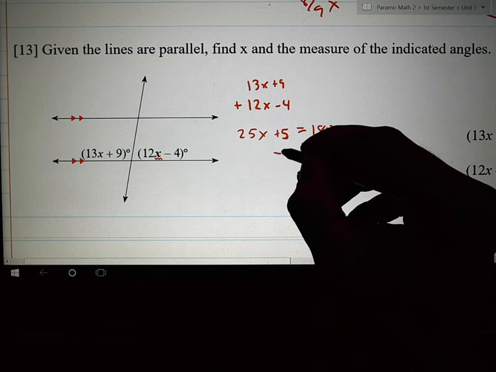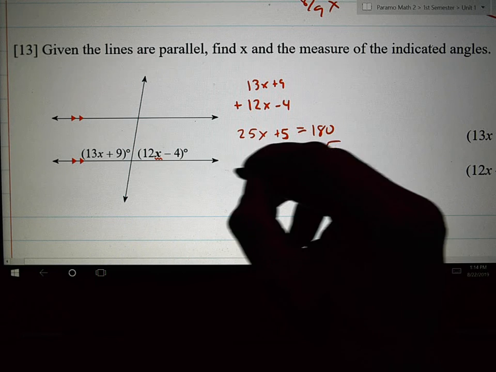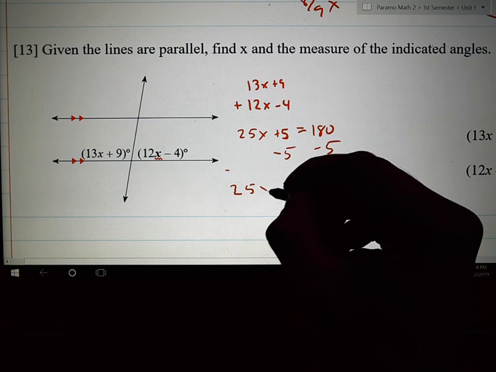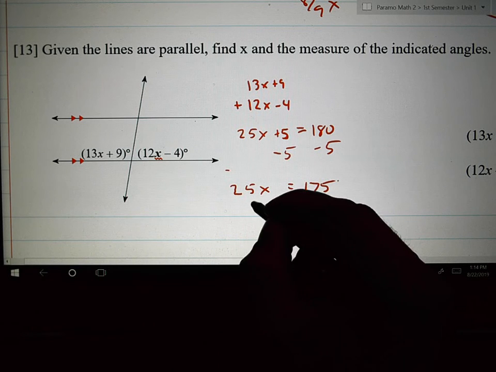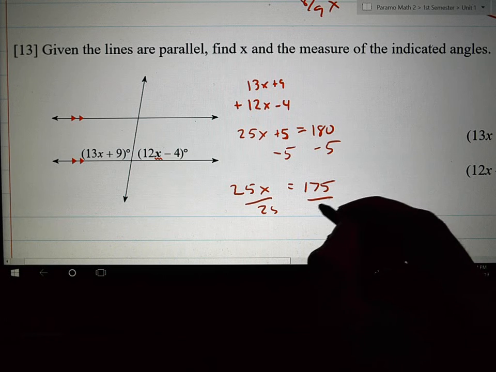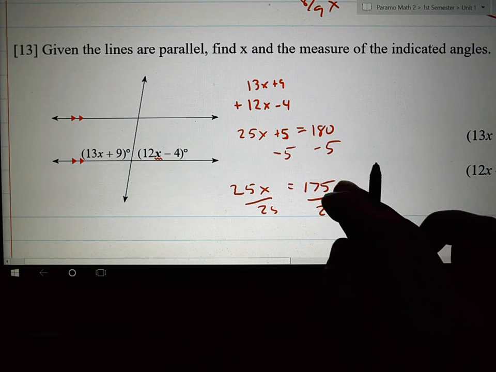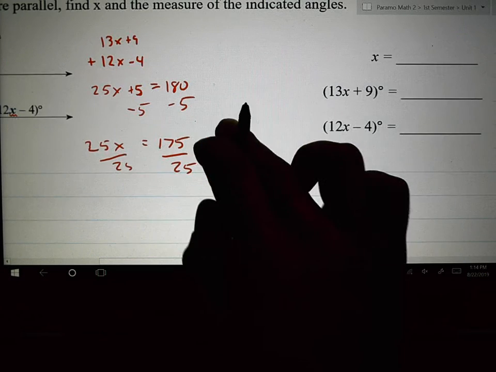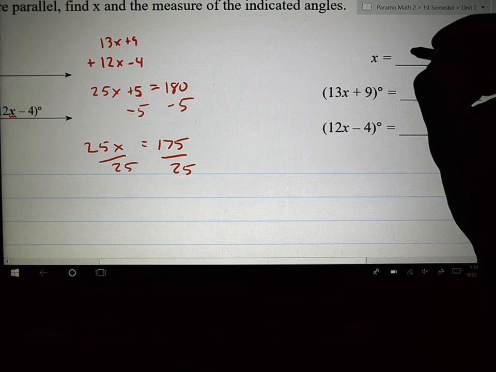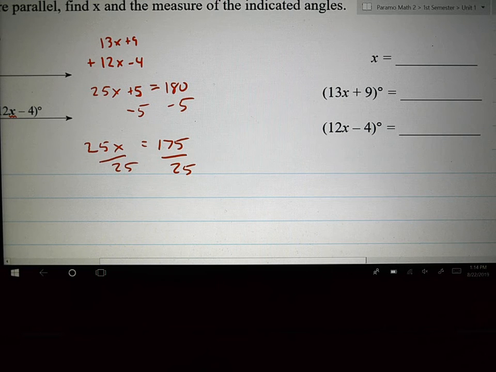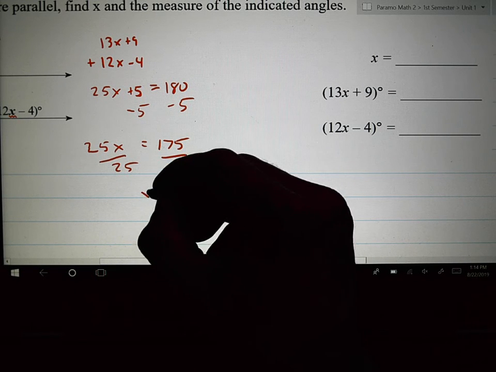So we're going to subtract 5 from both sides. And since 25 is multiplying the x, we'll divide by 25 on both sides. I'm going to use my calculator to figure out what 175 divided by 25 is. And we find out that x is equal to 7.